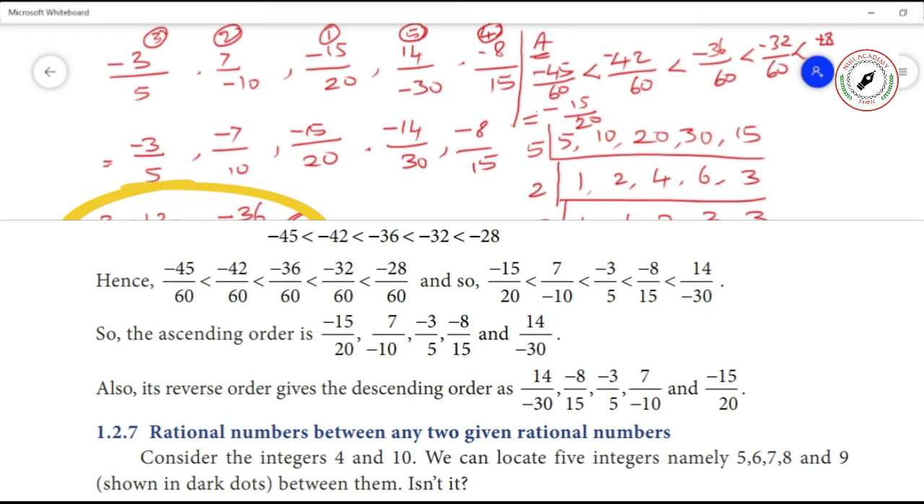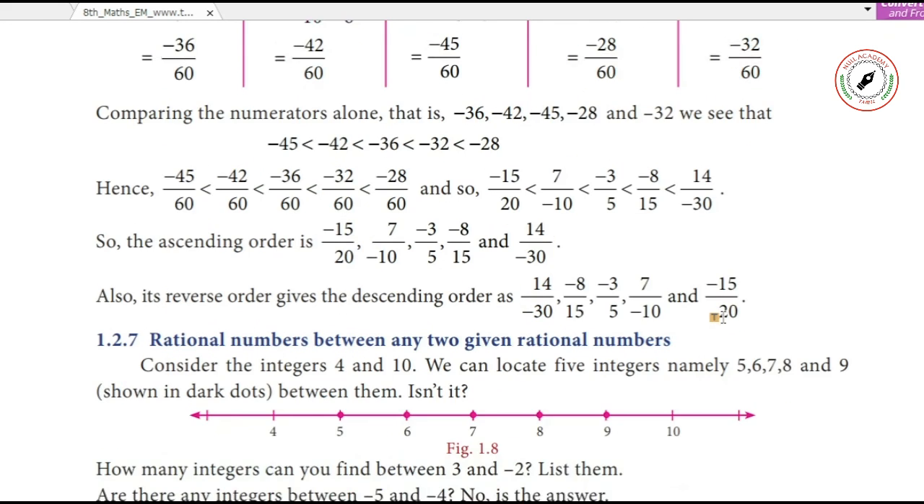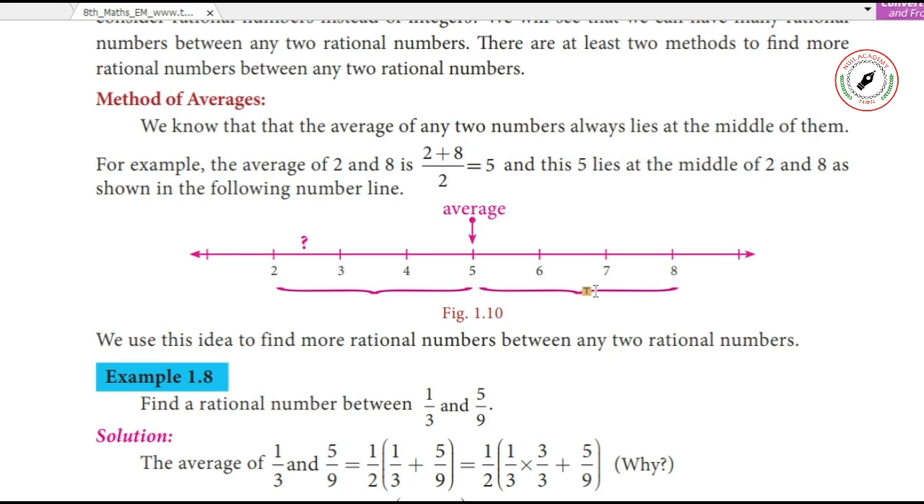Okay. It looks big, but it is a very easy problem. Then what is the next one? After that, we will see methods of averages in the next class. Okay.